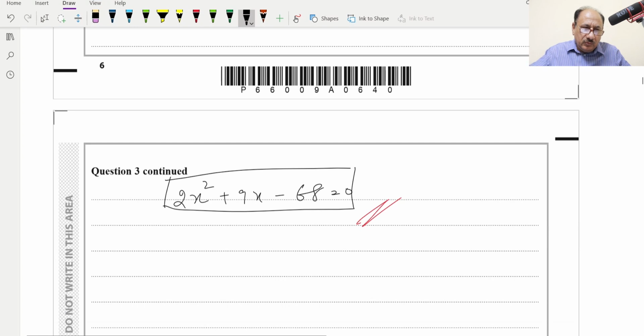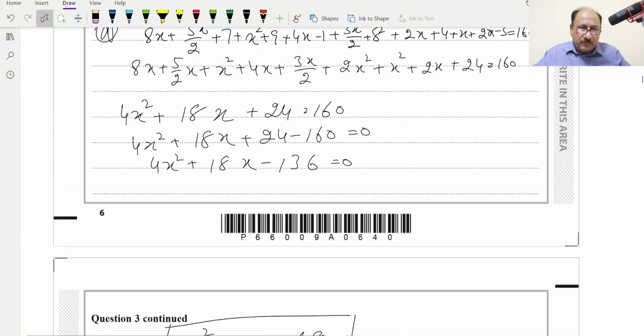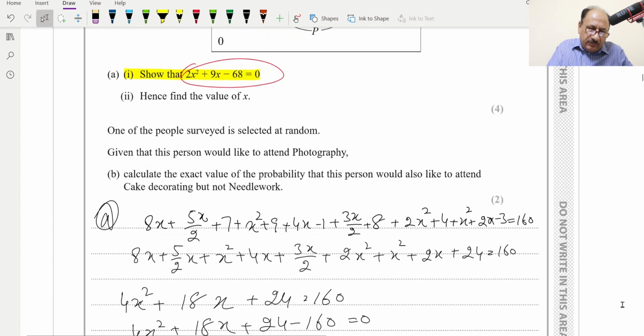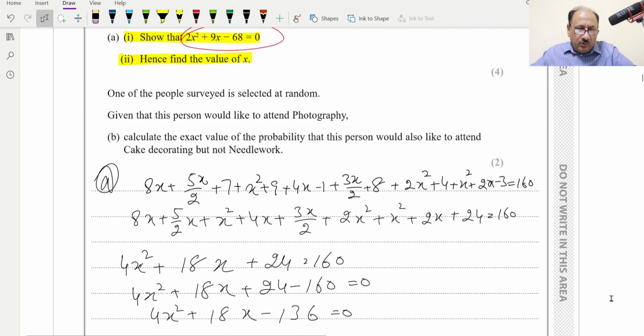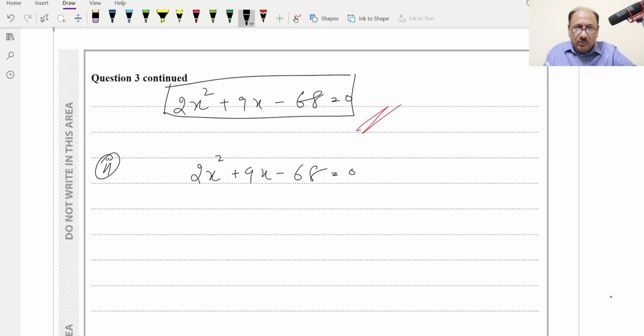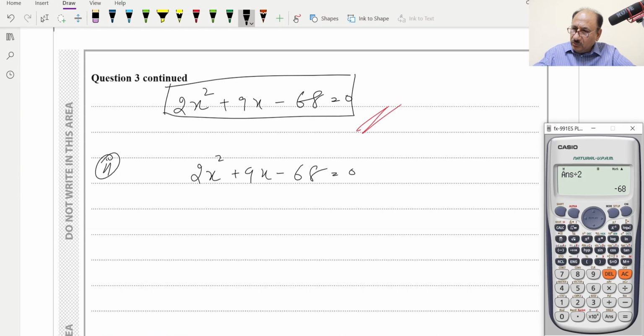Now we can move to the next part, part b, which says: hence find the value of x. So the second part is we have to solve this quadratic equation, 2x squared plus 9x minus 68 is equal to 0. To solve this one, we will use the calculator.